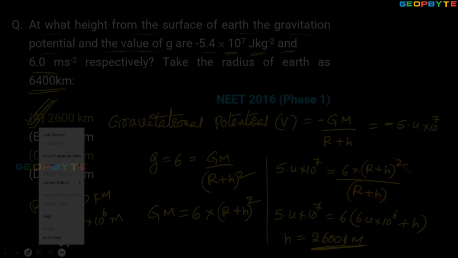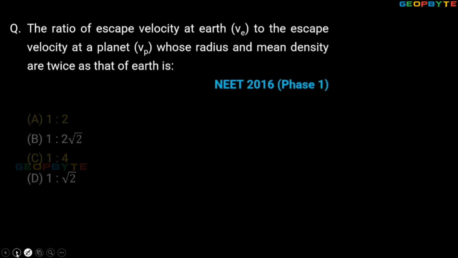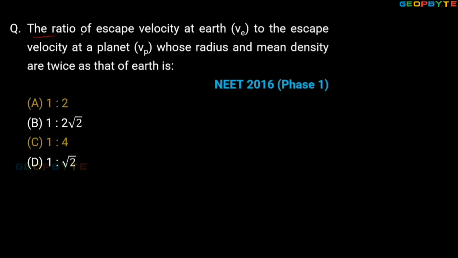Okay. Similarly, let's take another important problem. Look at the screen. It is asking like this. The ratio of escape velocity at Earth to the escape velocity at a planet whose radius and mean density are twice as that of the Earth. You are asked to decide the escape velocity at Earth divided by escape velocity at the planet is how much.